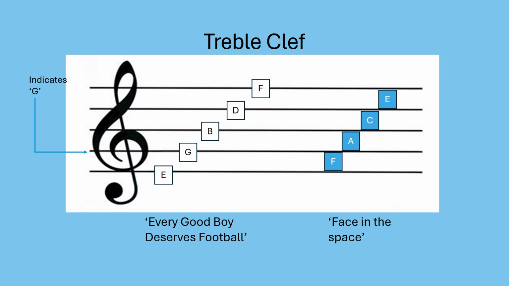A treble clef is used for higher ranged instruments and indicates the note G on the stave. The notes on the lines of the treble clef can be remembered by the mnemonic, "Every good boy deserves football." The notes in the spaces can be remembered by the phrase, "face in the space."